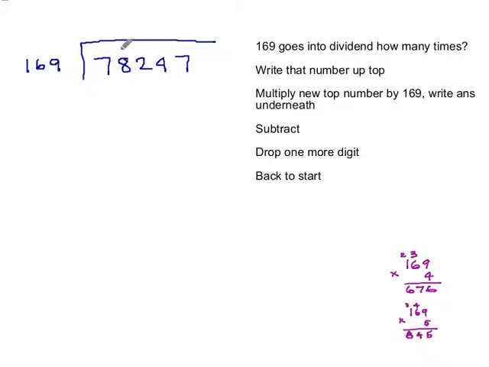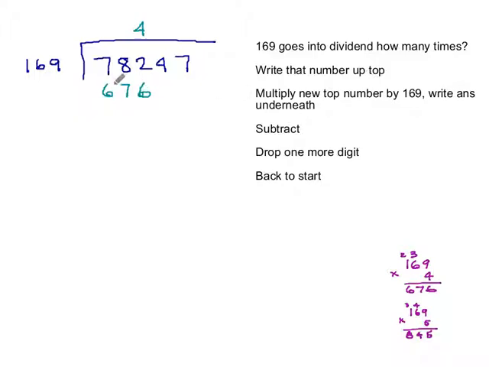That's nice. Okay, so a new start. 169 doesn't go into 7. Technically, you could write a 0 because of that, and then try again. 169 doesn't go into 78. That's another 0. 169 goes into 782 4 times. So goes how many times? 4. Write that number up top. Multiply the new top number by 169. 4 times 169 is 676.